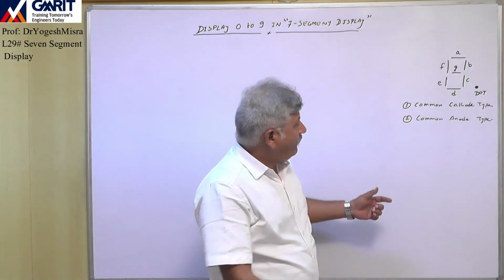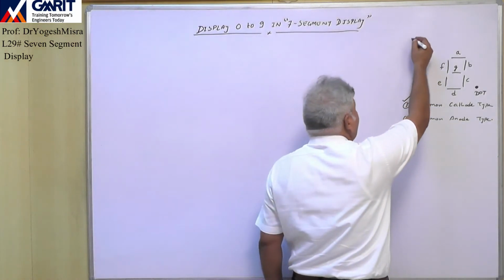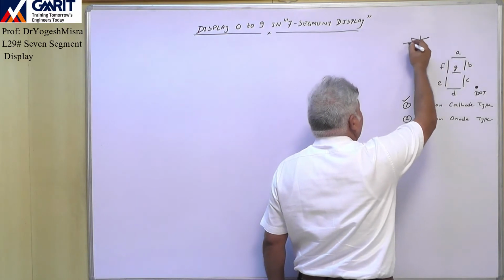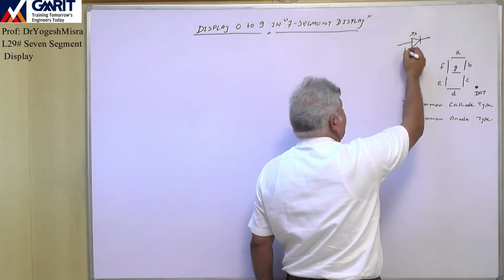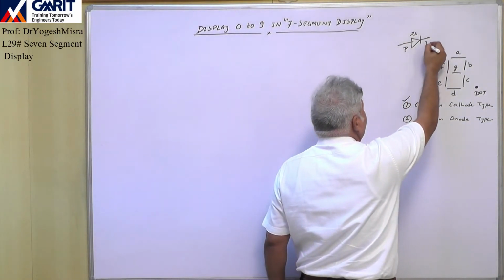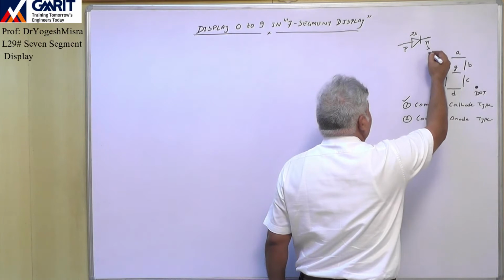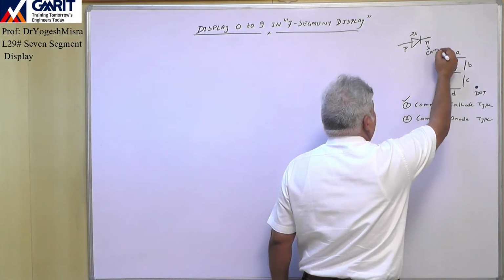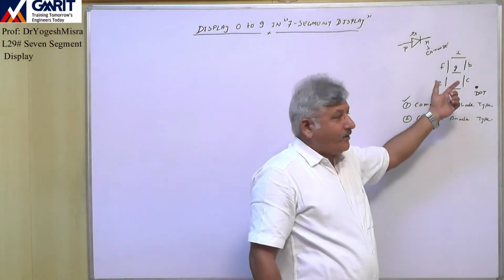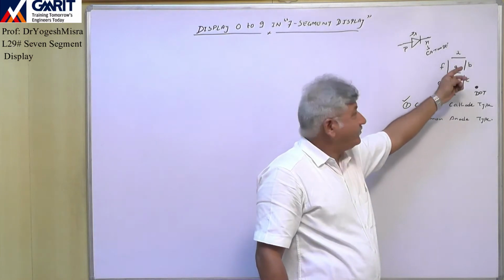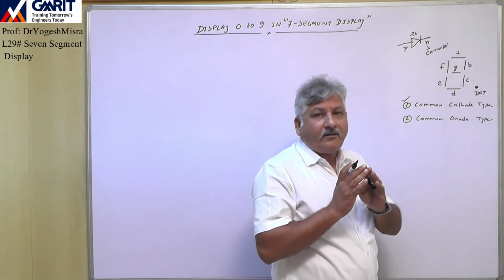So we will see the common cathode type. In a LED, we know that there are 2 terminals. This is the positive terminal of the LED, and this is the negative terminal. The negative terminal is also called the cathode. So in the case of the common cathode type of 7 segment display, all the cathodes of all of these segments will be joined together. They are all common.